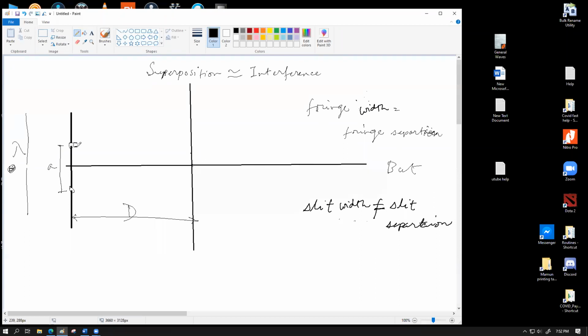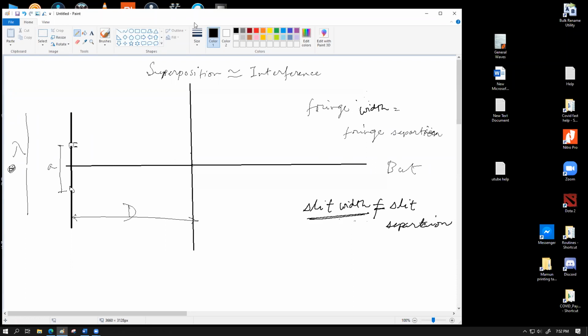This is slit width, how big the slit is. Slit separation is the distance from center to center, or if they are identical slits, it will be the distance from at least top to bottom, top to top, or bottom to bottom. That also works. So these two things are not the same thing. Slit width means how big the slit is, the opening size. Slit separation means how far apart they are. Whereas for these two terms, they pretty much mean the same thing.